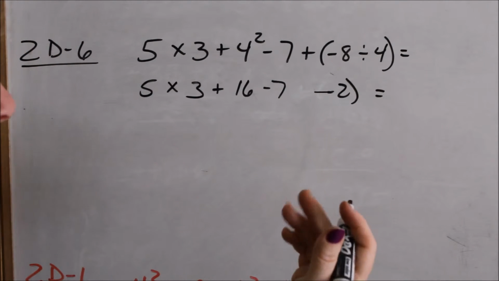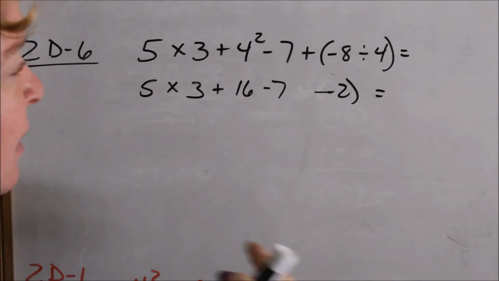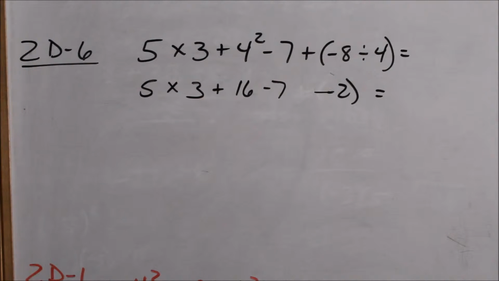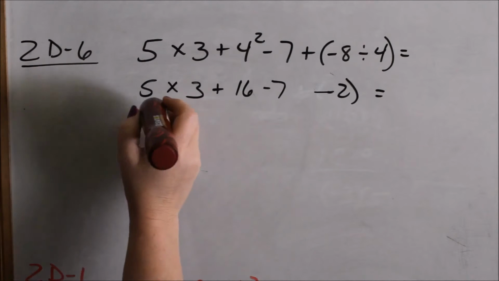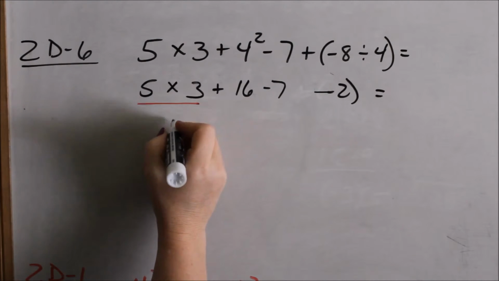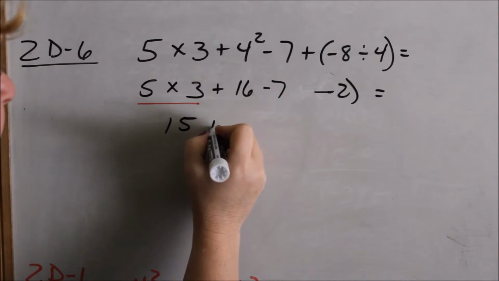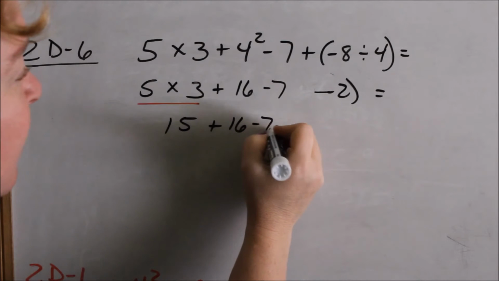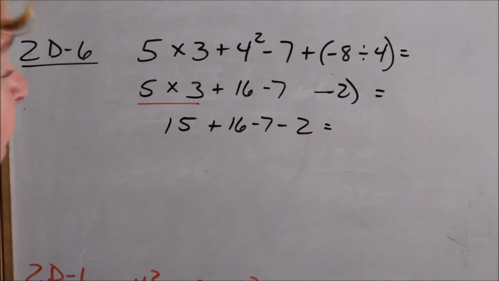Because plusing a negative, you're just adding a negative, meaning getting into debt. Alright, PEMDAS then says do any multiplication or division. So it's important that we do our multiplication first. So 5 times 3, 15, plus 16 minus 7 minus 2.